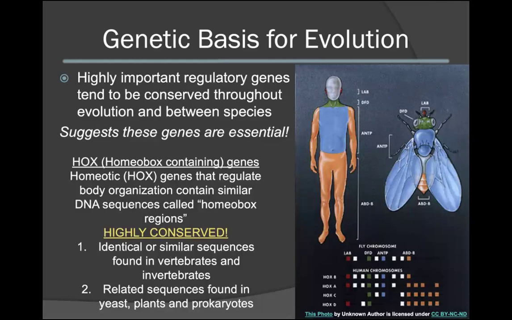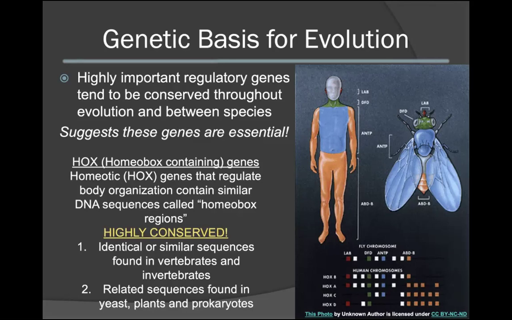Many of these HOX genes themselves contain similar DNA sequences. We can refer to these sequences as homeobox regions. These regions are highly conserved. In fact, they are identical or very similar both within vertebrates as well as invertebrates. And many of these related sequences can also be identified in yeast, plants, as well as prokaryotes.